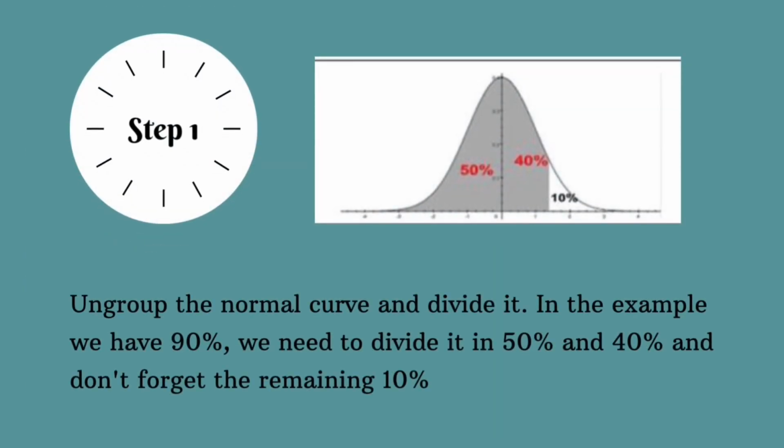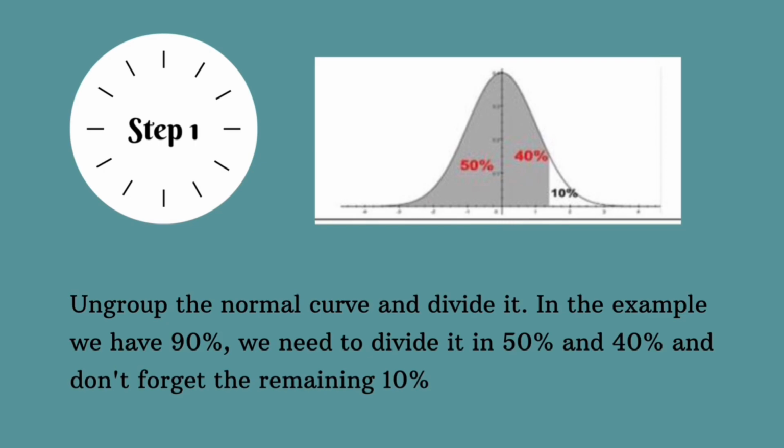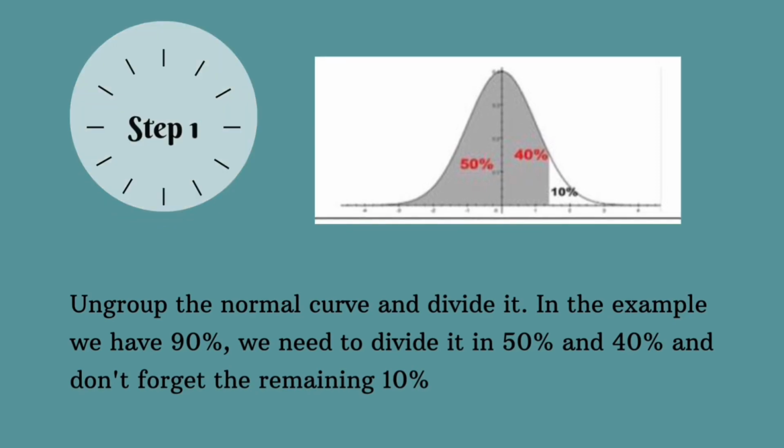In our solving, we have 4 steps and here's step 1. Step 1 is to ungroup or divide the normal curve. In the example, we have 90%. We need to divide it into 50% and 40%, and always don't forget the remaining percent. In our example, we have 10%. In step 1, we need to convert the 40% into 0.4000 because the 50% is a constant number.